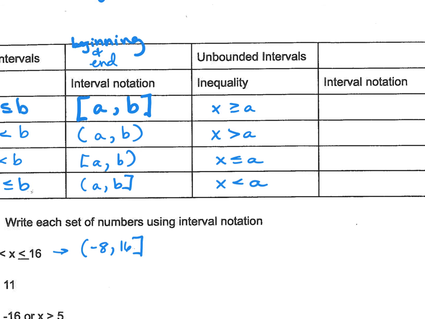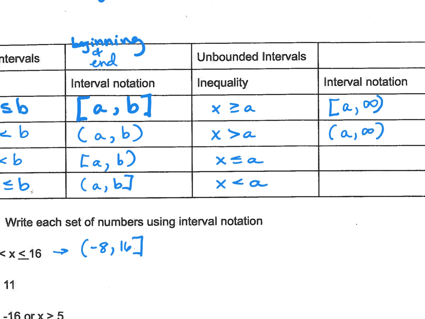X greater than or equal to A? Yep, infinity. Infinity always gets what? Parentheses, because you can't ever reach it, can you? And infinity and negative infinity are automatically going to be parentheses. So you can guess what the next one's going to be. Yep. Now what about the other ones?